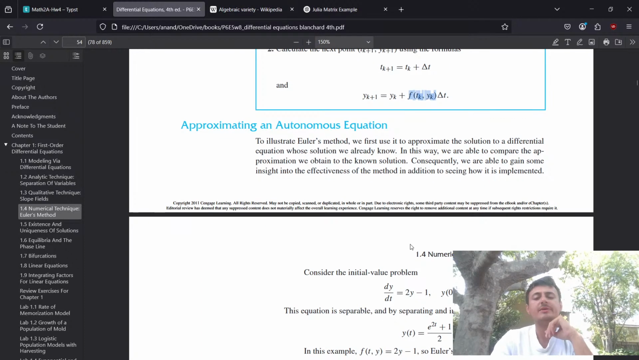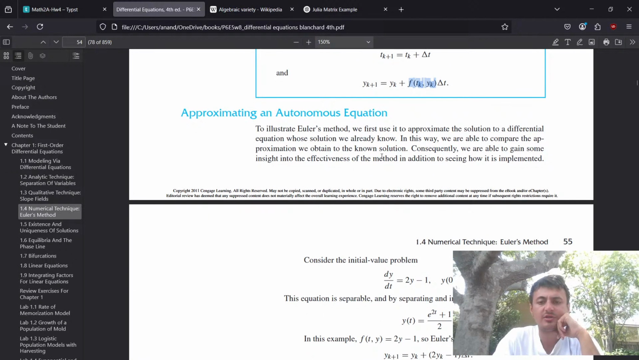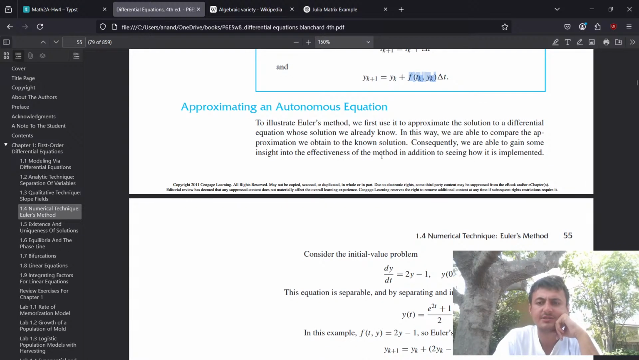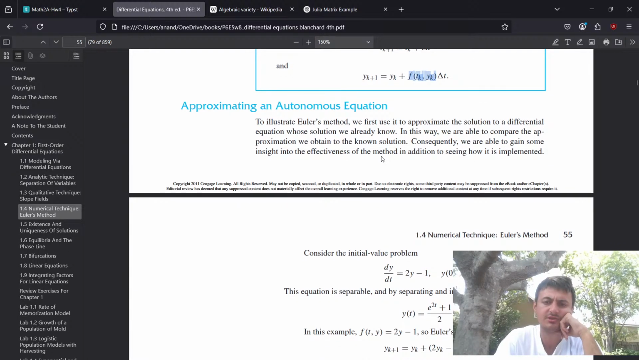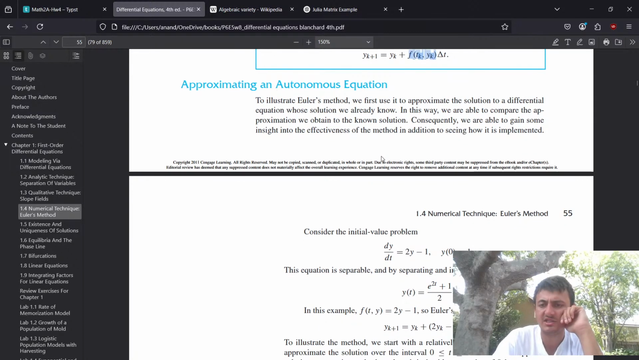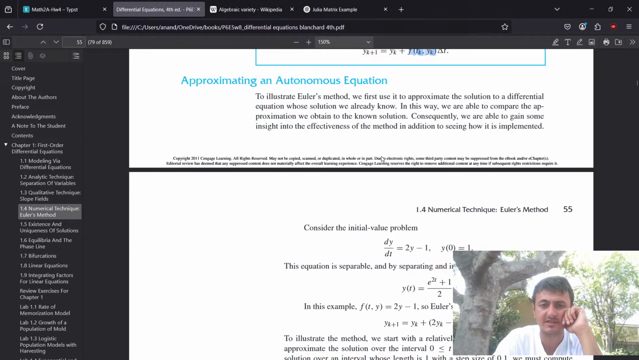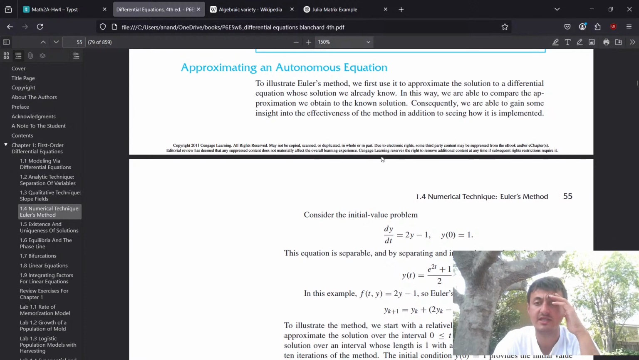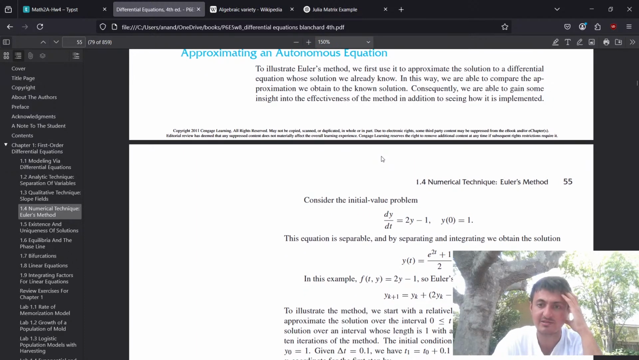Okay, approximating an autonomous equation. To illustrate Euler's method, we use it to approximate the solution to a differential equation whose solution we already know. In this way, we are able to compare the approximation to the known solution. Consequently, we are able to gain some insight into the effectiveness of the method, in addition to seeing how it's implemented.